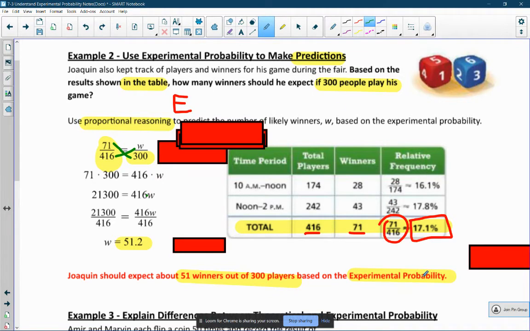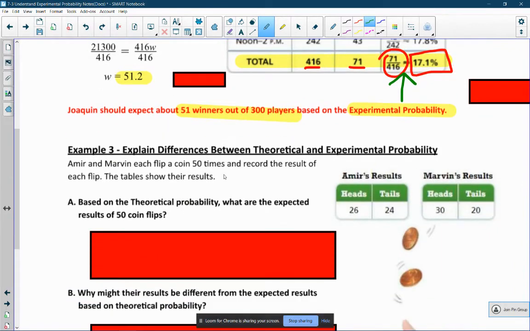And why is that experimental? Because we used the data, what did happen, to make a prediction. Okay, let's look at example 3. It says, explain the differences between theoretical and experimental probability. Remember, from the first example, theoretical probability is what should happen. Experimental is what did happen.